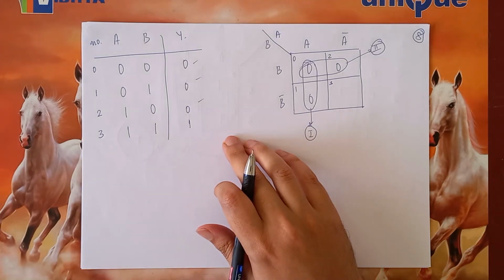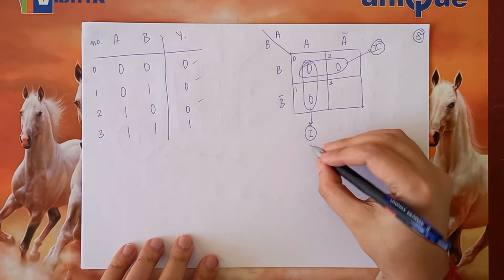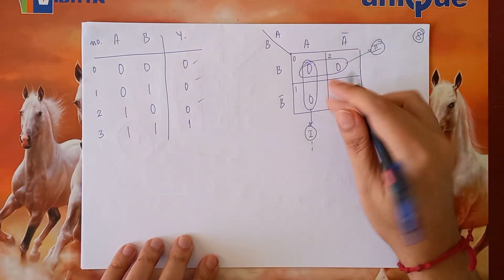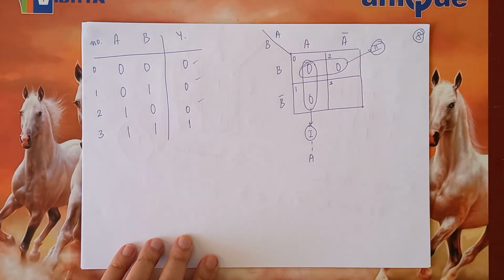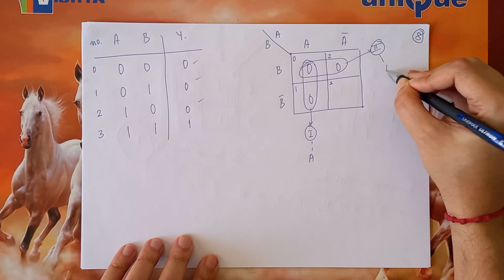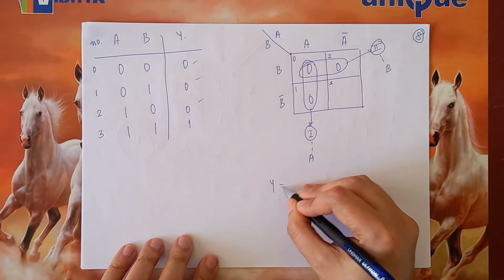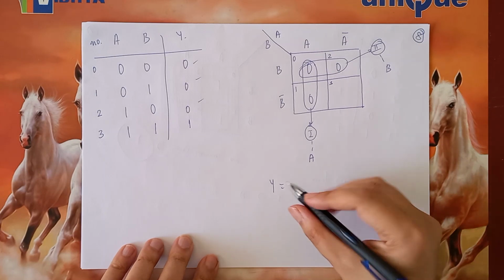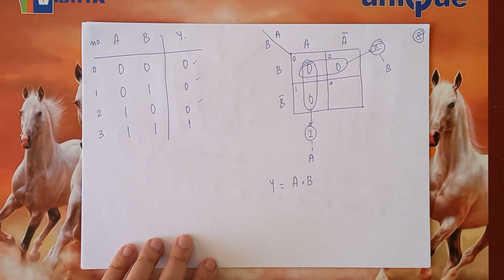So over here, corresponding to group number 1, the term will be the variable which is common, that is A. And for group number 2, the common is B. So therefore, Y will be equal to the combination of these two using a dot, that is A dot B. This is the POS form. So this has to be clarified in more detail by solving more and more practice problems.